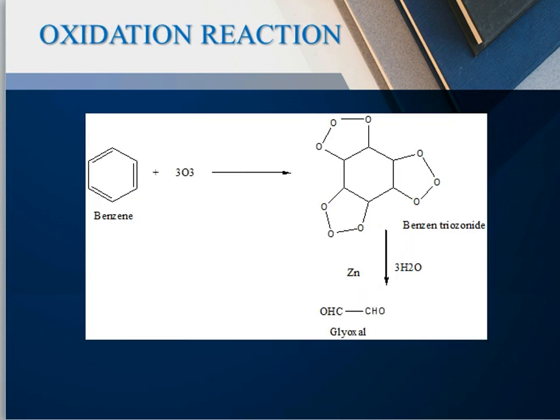The next reaction is the oxidation reaction. The reaction in which benzene reacts with ozone forms benzene triozonide, which on hydrolysis in the presence of zinc gives glyoxal. So the reaction is an ozonolysis reaction which forms the triozonide with a benzene molecule by the bonding of ozone with these 2 carbons. So here the 6 carbons form 3 ozonides with the ozone molecules. Under hydrolysis it gives glyoxal.